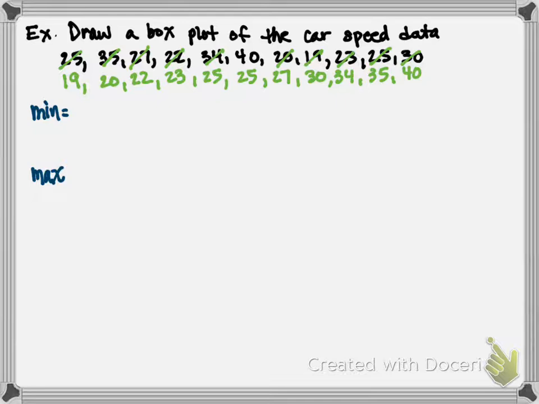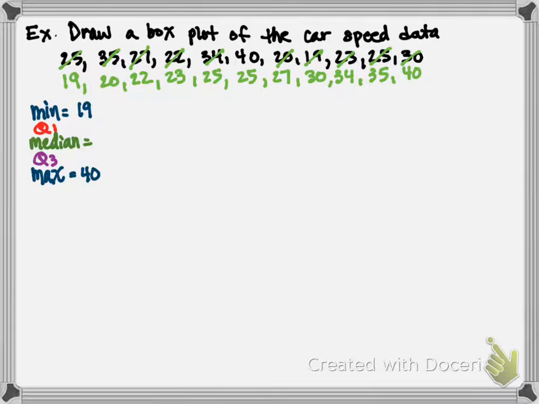We're going to identify our median, and we're going to identify our quartile 1, and we'll identify our quartile 3. So minimum and maximum are the easiest ones. Minimum is 19, far left, far right, maximum at 40.